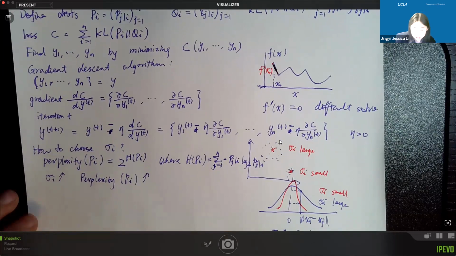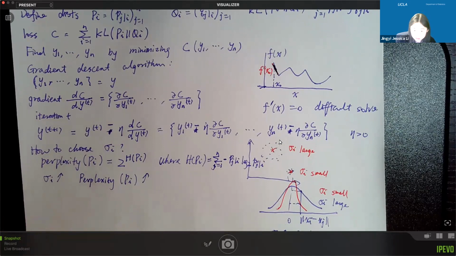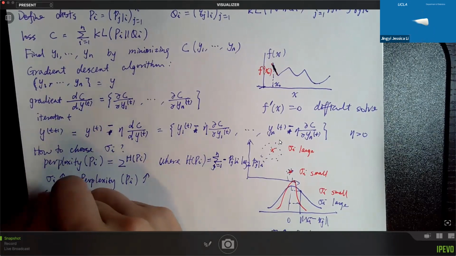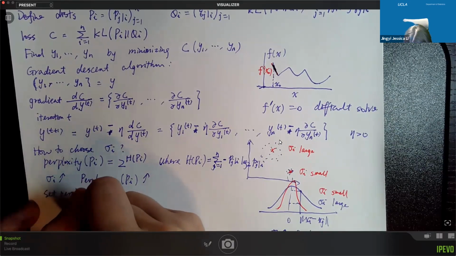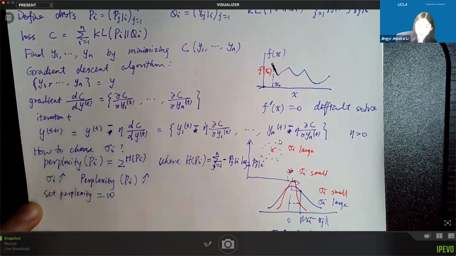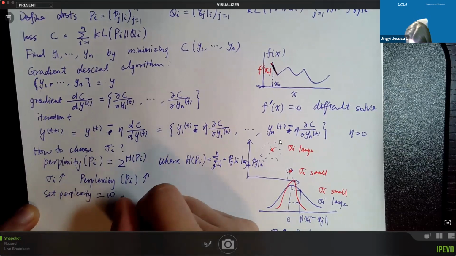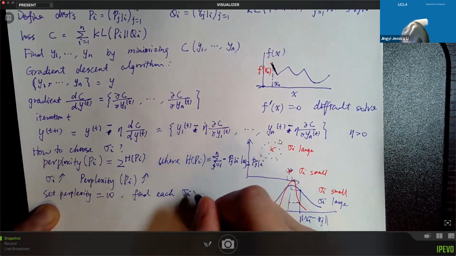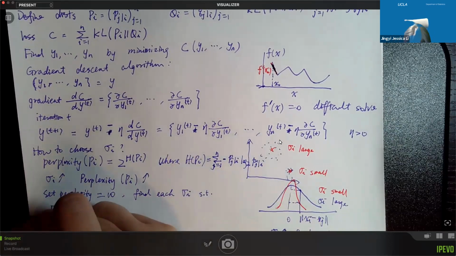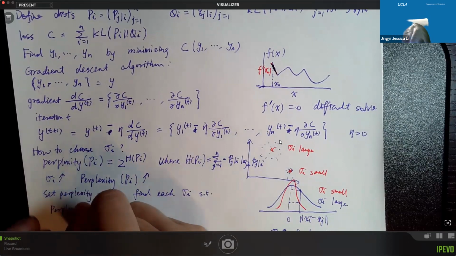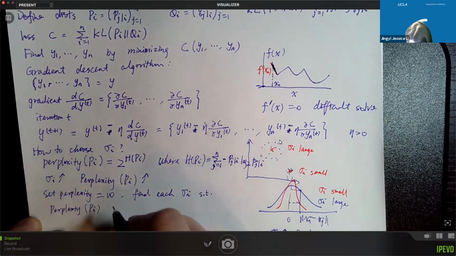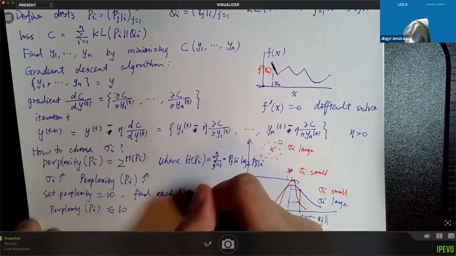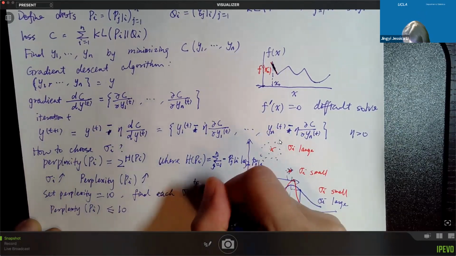And then in the current tSNE package, what it typically does is you set a perplexity. Let's say you set perplexity equal to 10. Based on this calculation, you find each sigma_i such that the perplexity of P_i for each P_i is less than or equal to 10. Yeah, find each sigma_i to be the largest.